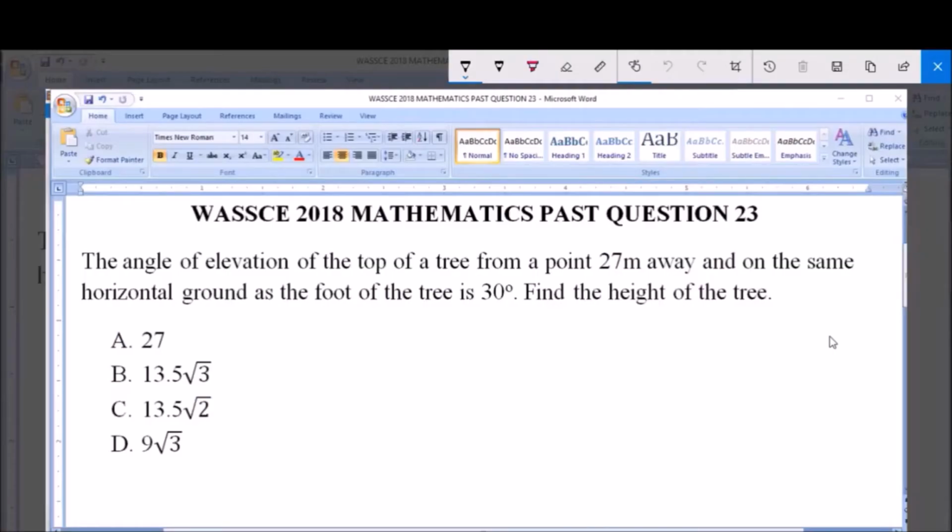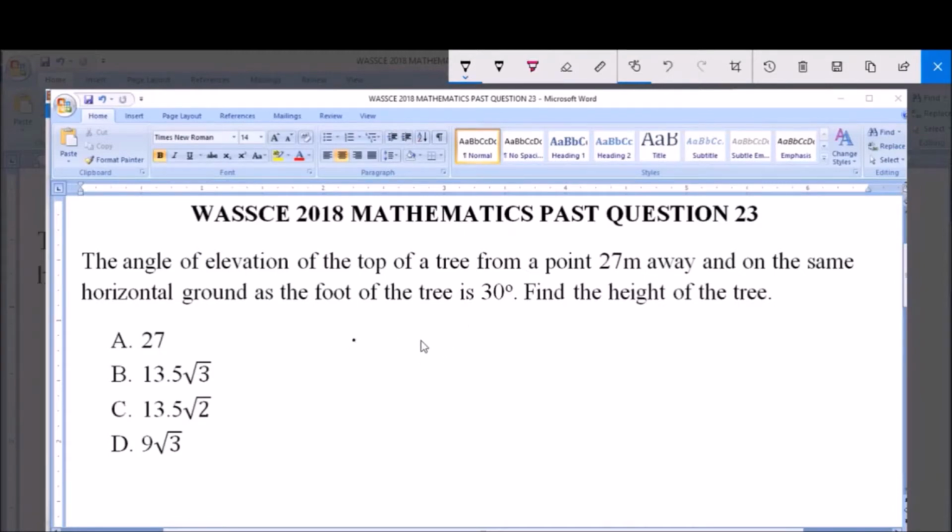I'll be answering WAEC 2018 Mathematics Past Question 23. The angle of elevation of the top of a tree from a point 27 meters away and on the same horizontal ground as the foot of the tree is 30 degrees. Find the height of the tree. A 27, B 13.5 root 3, C 13.5 root 2, and D 9 root 3.